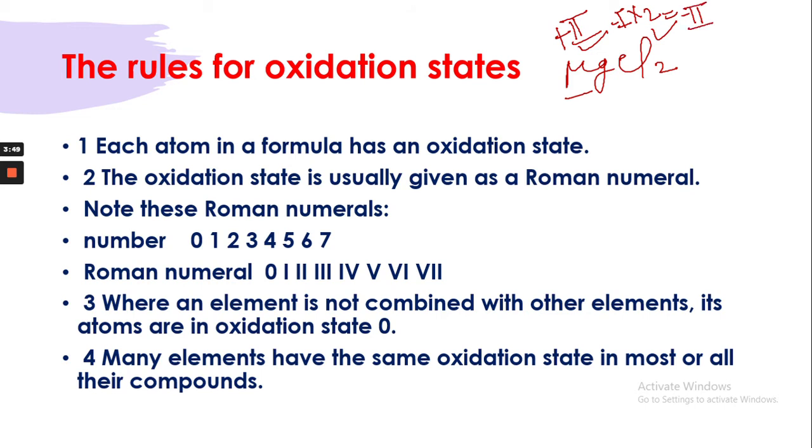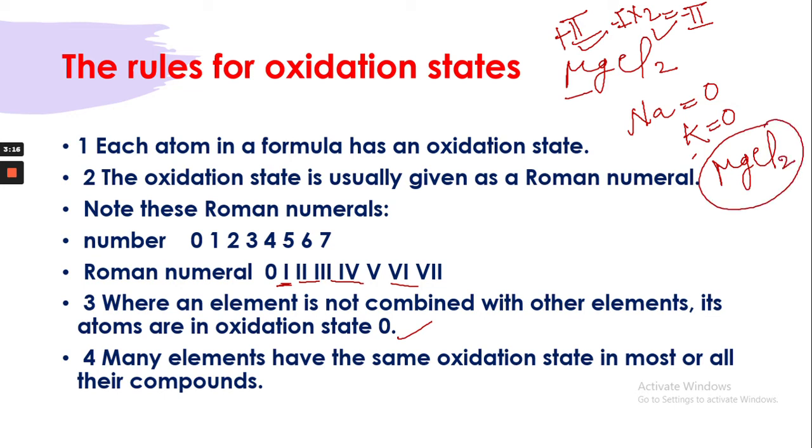Let's see the second rule. The oxidation state is usually given as a Roman numeral, and the Roman numerals are 1, 2, 3, 0, 4, 5, 6, 7. It will be like this, in this form. Where an element is not combined with other elements, its oxidation state will be 0. Suppose we have to find out the oxidation state of sodium, it will be 0. The oxidation state of single potassium will be 0. And for magnesium chloride, we will see it in the next slide.